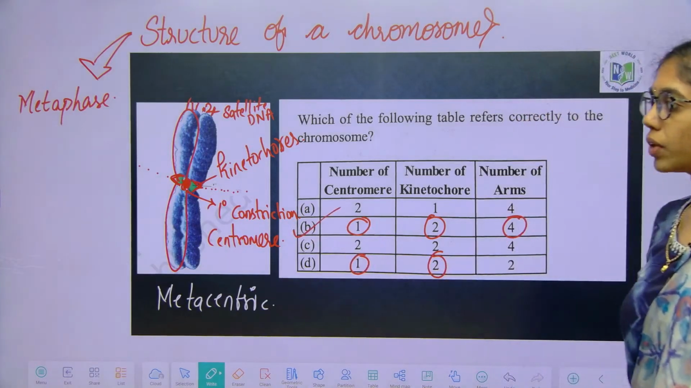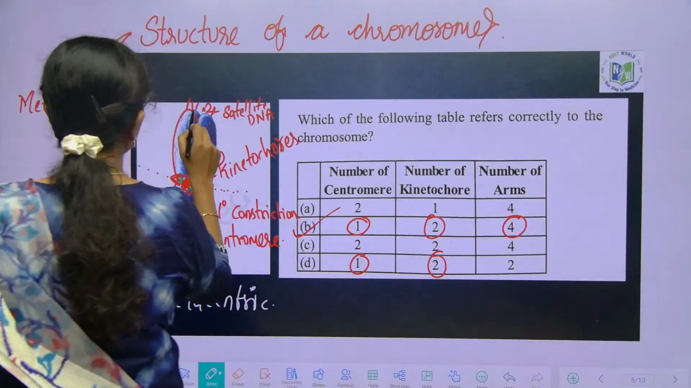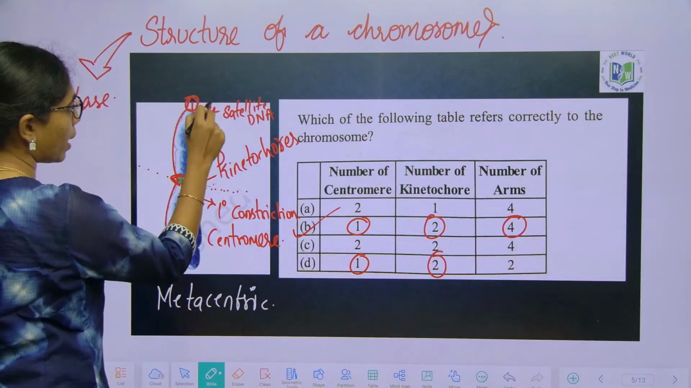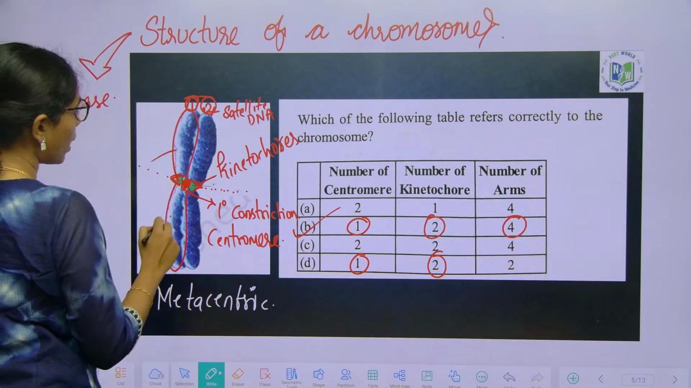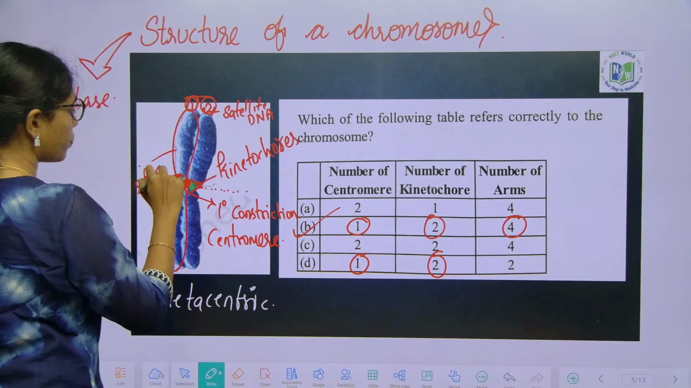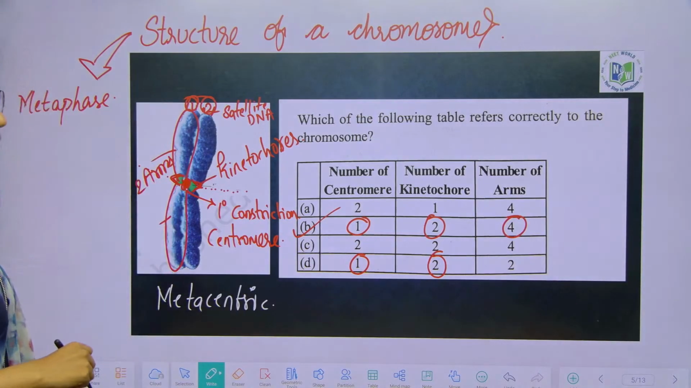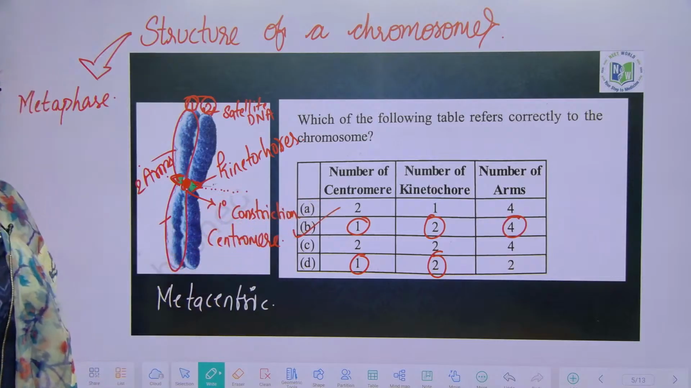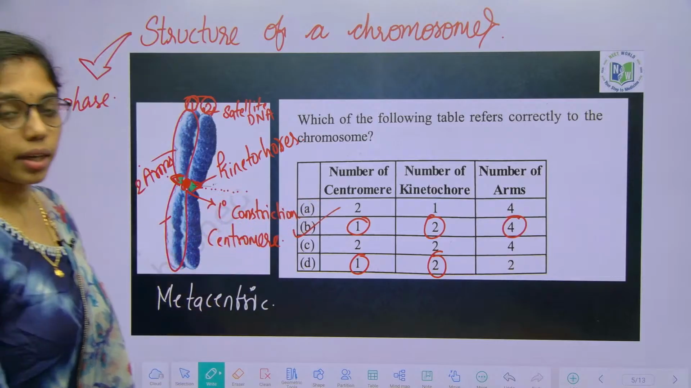Option B. Clear, right? So, you have 2 chromatids here, first chromatid and second chromatid. Each chromatid has 2 arms. Likewise, in total you have 4 arms in this chromosome. Got it? Yeah. Next question.